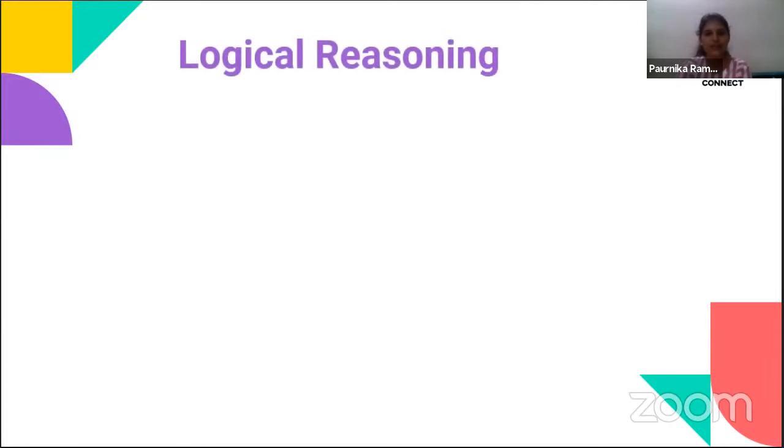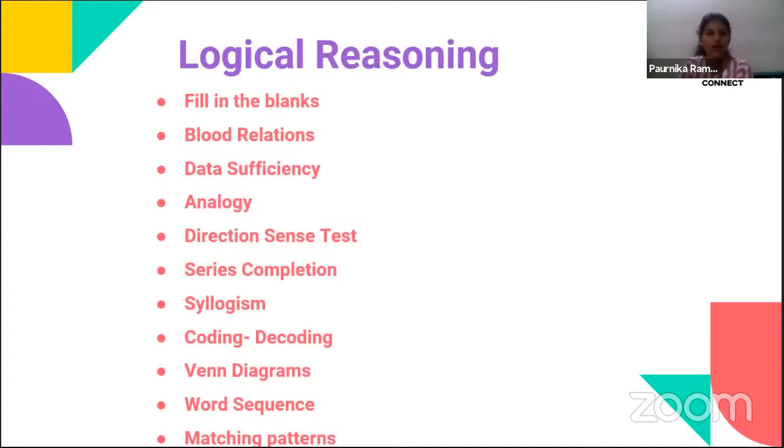So in logical reasoning, we have fill in the blanks again. Blood relations is a topic where a man pointed towards a girl and said so and so. How was the man related with that girl? So everyone would know this kind of questions. That is blood relation. You just have to know the approach that you have to follow while solving all these questions. Data sufficiency. You'd be given a data and you'd be asked questions on the given data.